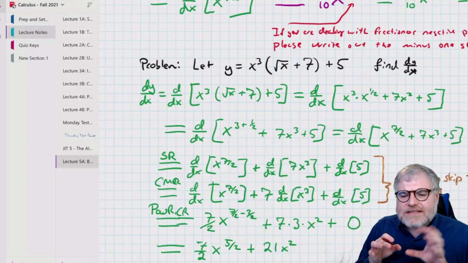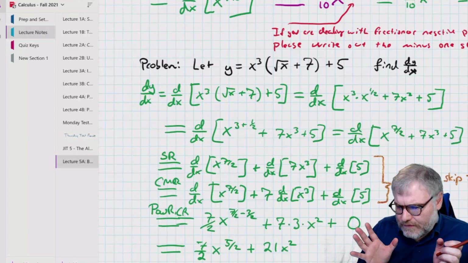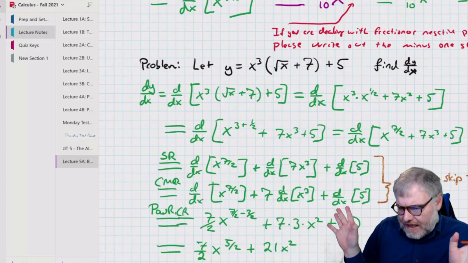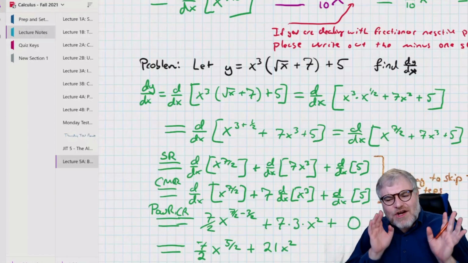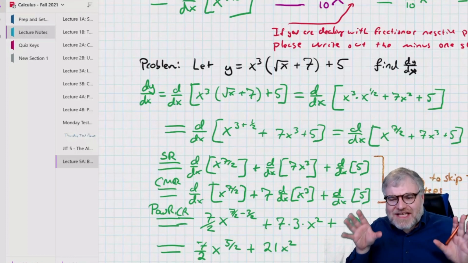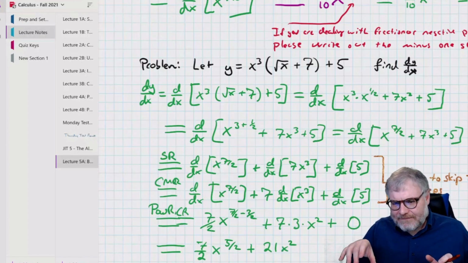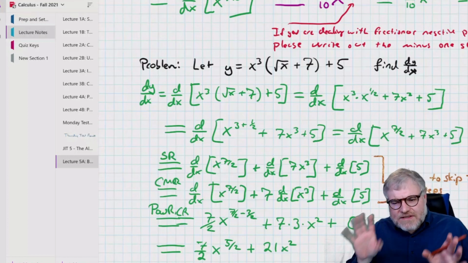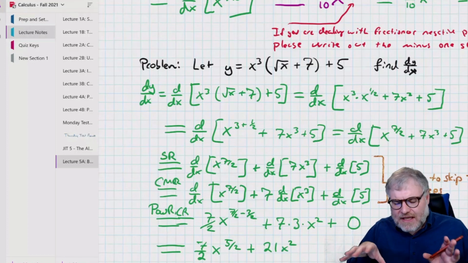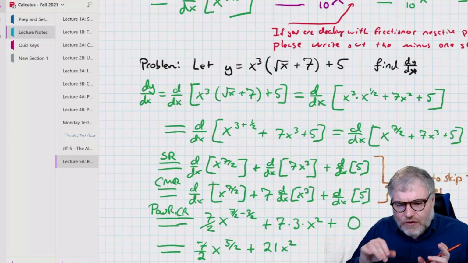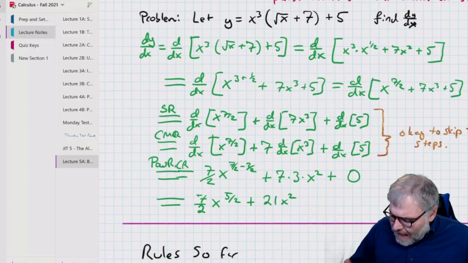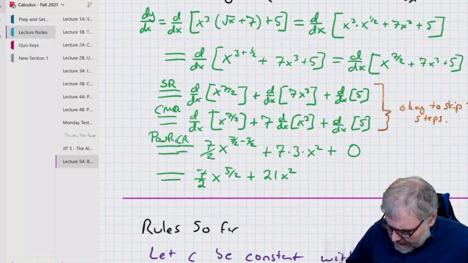And it's okay to skip sum rule steps and constant multiple steps. Everyone knows they're there. A person who does not quite understand the problem understands the idea that the sum of the derivatives is the derivative of the sum. So you can skip the sum rule and constant multiple rule steps. Not the power rule step. But do not skip the following step.